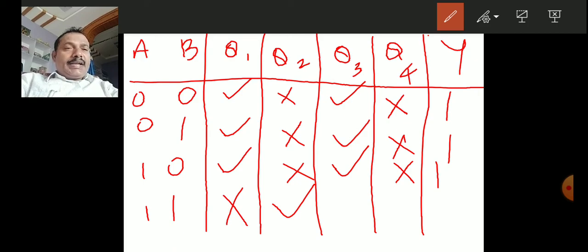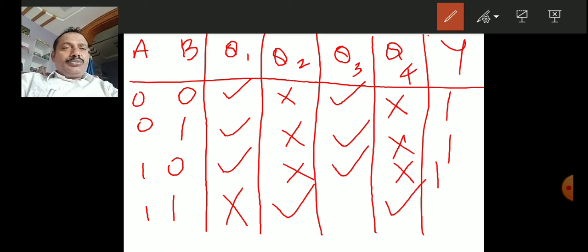Because Q2 is conducting, the emitter output is connected to Q4. Hence, sufficient base current is flowing through Q4. Hence, Q4 is driven into on. Hence, it is conducting.